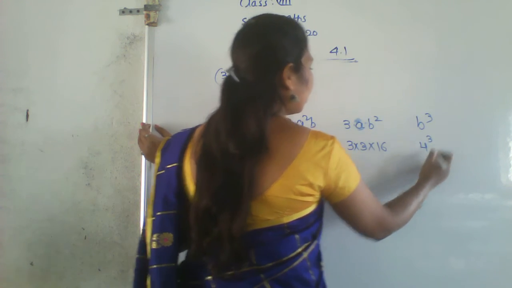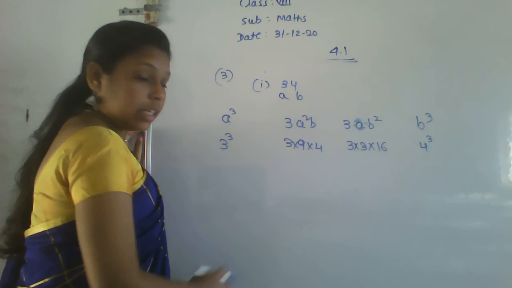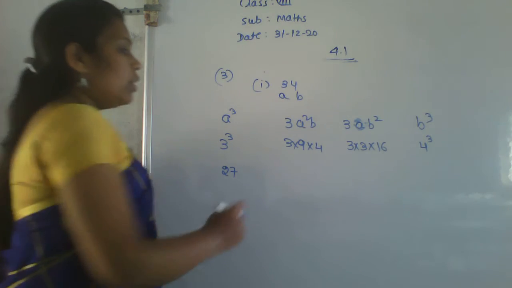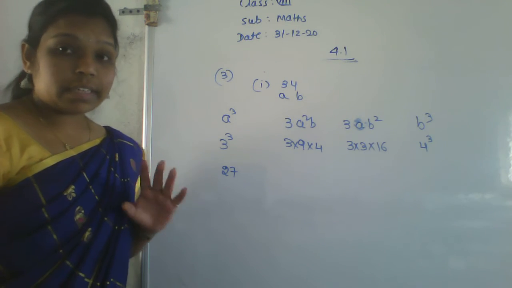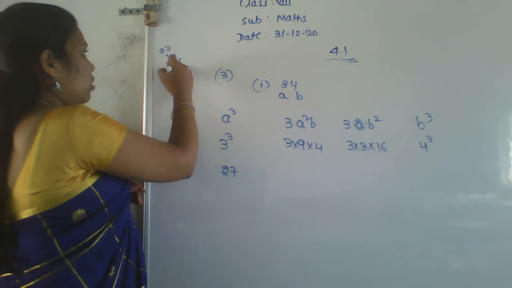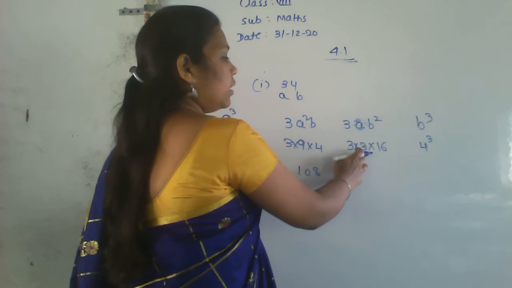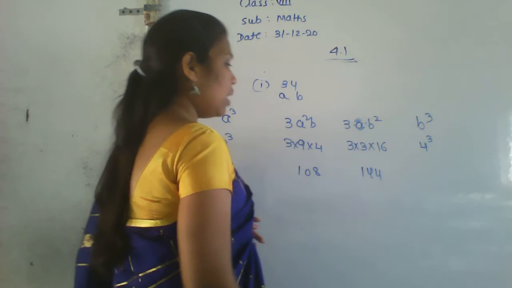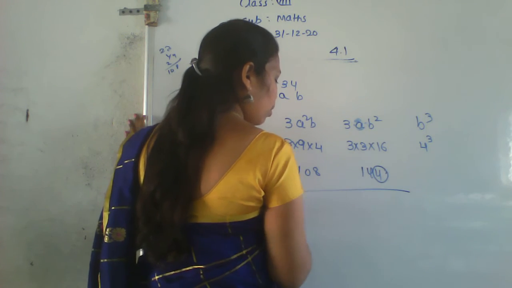That is 4 cube. 3 cube is nothing but 3 3s are 9, 9 3s are 27. Right, here 27. Okay. Next value. 9 3s are 27, 27 fours are 108. Okay. Next here 3 3s are 9, 9 16s are 144. Okay. So now only you have to write here a 4.